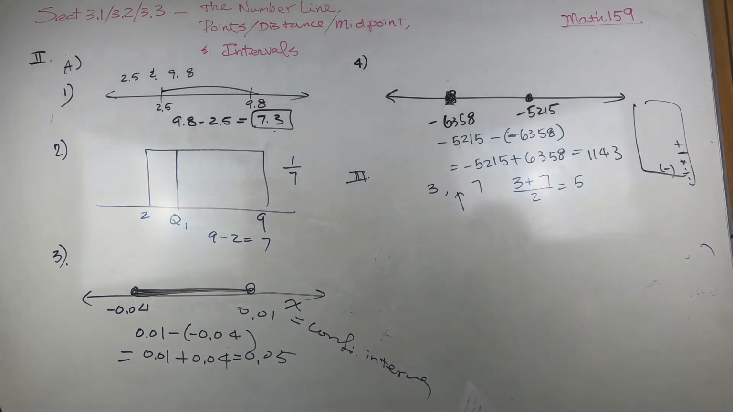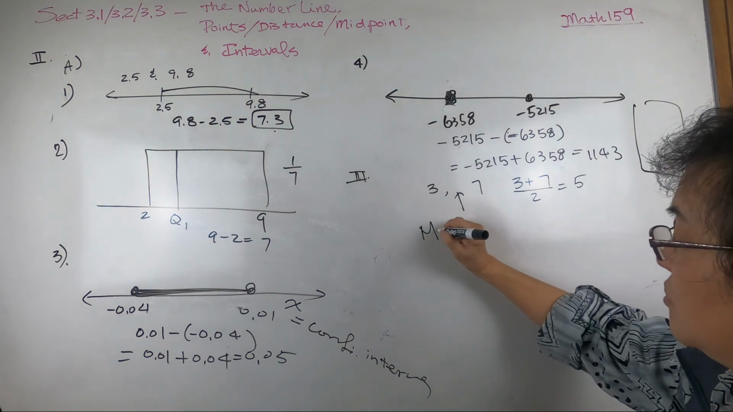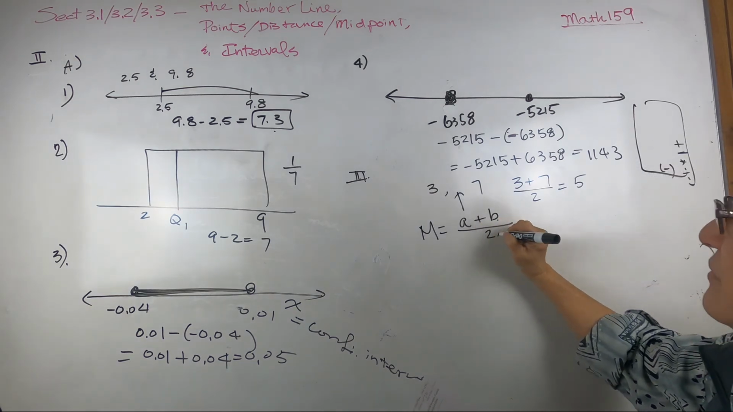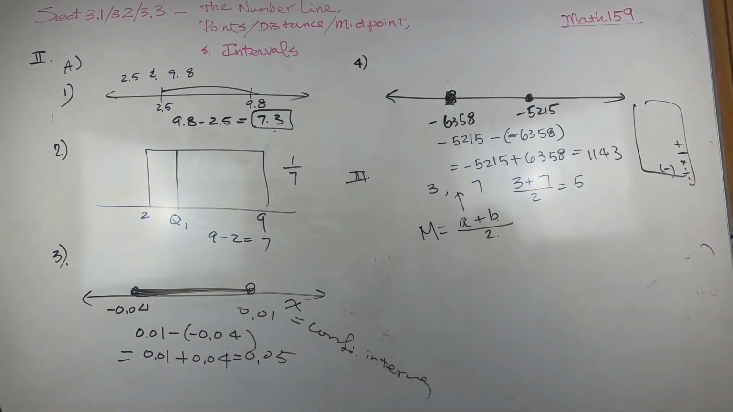To calculate the midpoint, we add them up, then divide the result by 2. The formula is what? The midpoint will be what? Starting point plus ending point, divided by 2. That's your formula, right? Let's look at some examples.